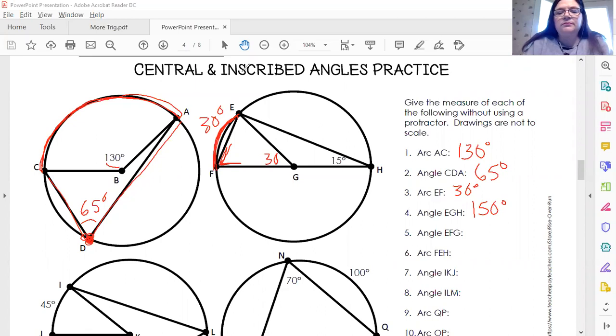What is it? Well, do we know anything about this triangle right here?